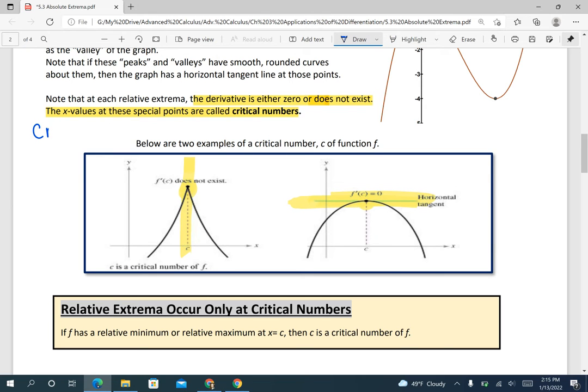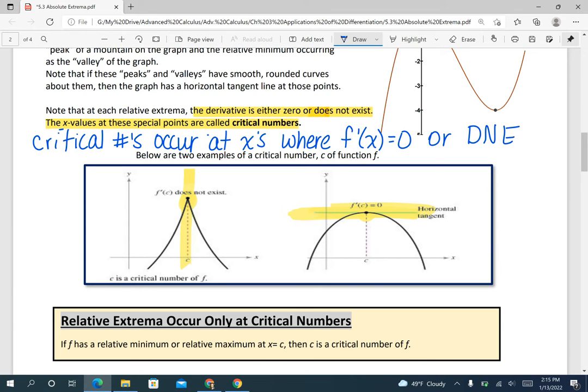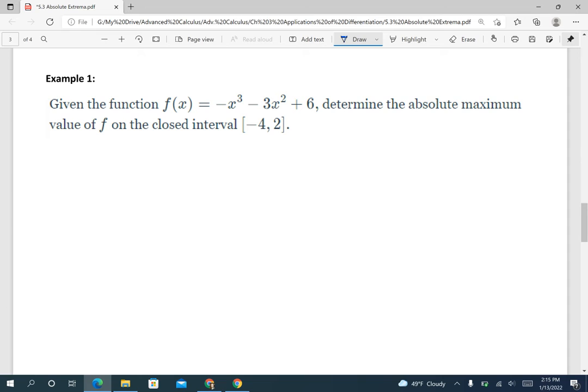So critical numbers occur at x values where either the derivative equals 0 or it does not exist. So step 1 of how to find absolute extrema is to find the critical numbers. So let's go through and find some critical numbers here. So example 1. Here's the function. We have to find the absolute maximum, but the first thing we need to do is find the critical numbers.